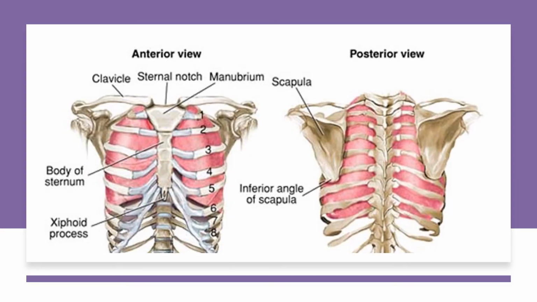So this is the posterior and anterior view of the thoracic wall. So we're looking at the body of the sternum, the xiphoid process, the manubrium, the sternal notch and the clavicle. Remember the apex of the lungs goes above the clavicle there. And that's how we usually see rib 1 when we're looking at x-rays.